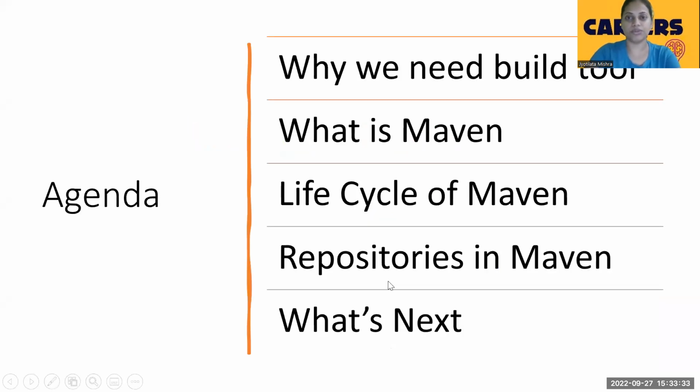Okay, so the agenda would be to understand why we need a build tool, then an example of one of the build tools, which is Maven. There are other tools as well, like Gradle and Maven. I'll be talking about Maven, which is used mainly for Java projects. Then we'll understand the life cycles of Maven, some basic commands, and an important concept of Maven, which is your local repository and your remote repository. So this is going to be more of a theory session.